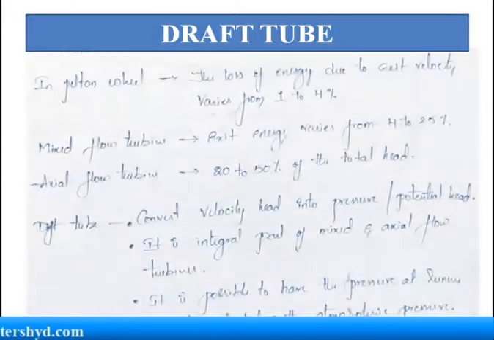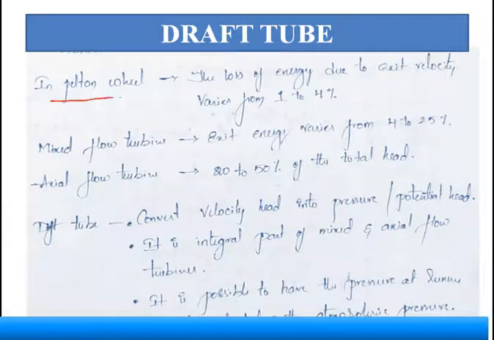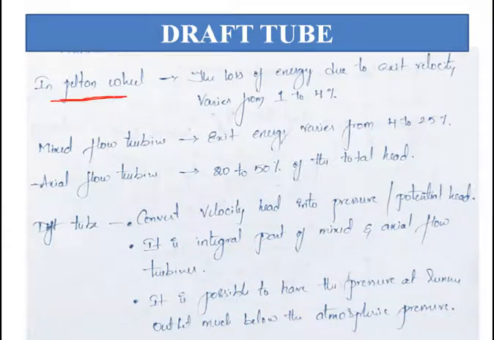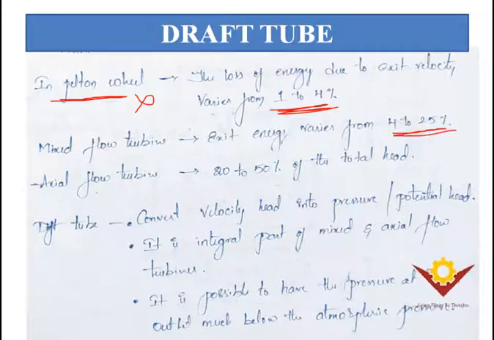in the Pelton wheel, what we saw before was for mixed and axial flows, but in the Pelton wheel the loss of energy due to exit velocity varies from 1 to 4%. But we are not going to use a draft tube in the Pelton wheels. In mixed flow turbines, the loss of exit energy is 4 to 25%, and in axial it is 20 to 50% of the total head. So these are the losses that are going to take place.